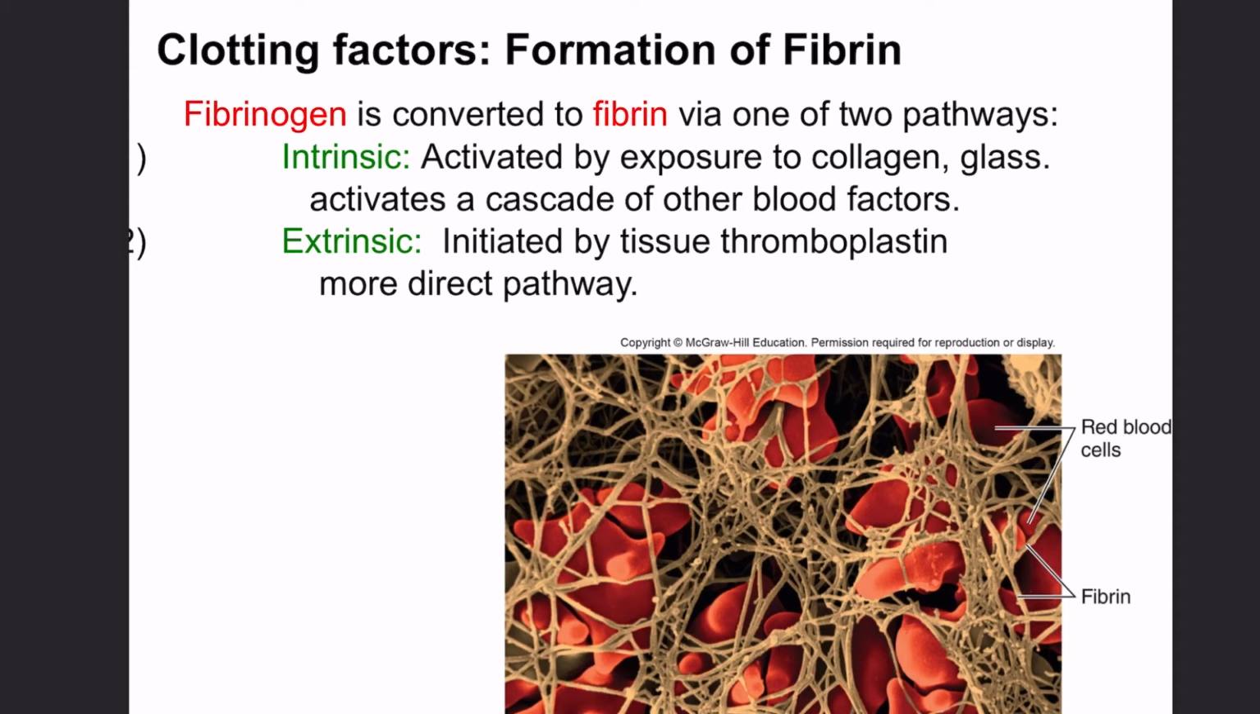Fibrinogen is one of those proteins that we find in our blood. It is converted to fibrin, which is going to assist in this clotting mechanism, by one of two pathways. There is an intrinsic pathway, meaning when fibrinogen gets exposed to collagen, it will convert to fibrin right away, which will activate a cascade of other blood factors. Or it can be extrinsically by tissue thromboplastin in a more direct pathway.